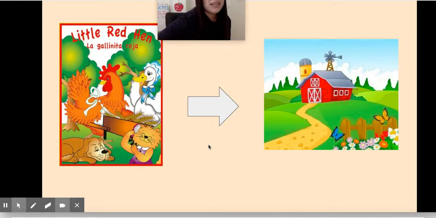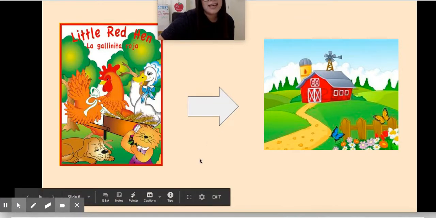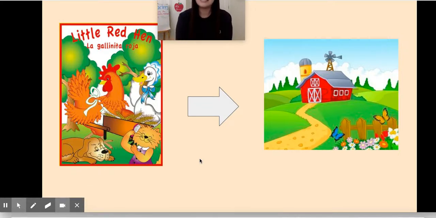The story, The Little Red Hen. Now, I see the characters and I see the setting. The setting is daytime, it's a farm outside. I see trees. So it's a farm. The setting for this story is the farm. Okay.